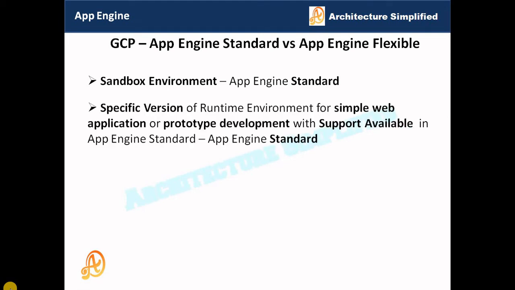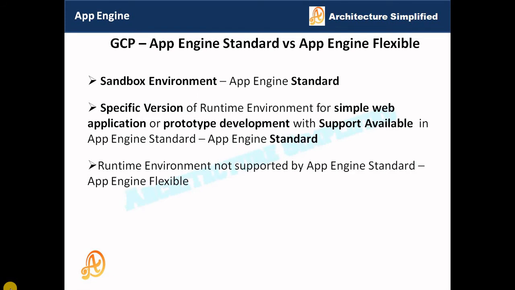Alright, so let's get started with the scenarios where you will be using App Engine standard or App Engine flexible environment. The first scenario is sandbox environment. If your application needs a sandbox environment, you can go for App Engine standard. If there is a requirement of a specific version of runtime which is supported by your App Engine standard environment, and this is for a simple web application or prototype development, then you should go for App Engine standard.